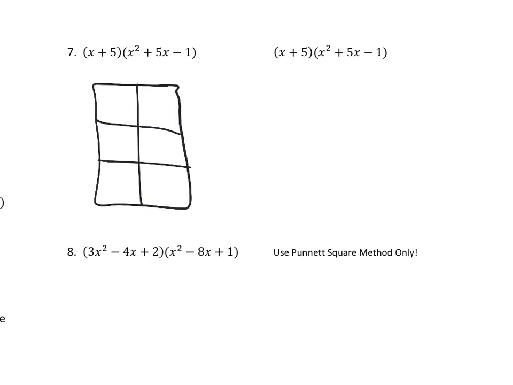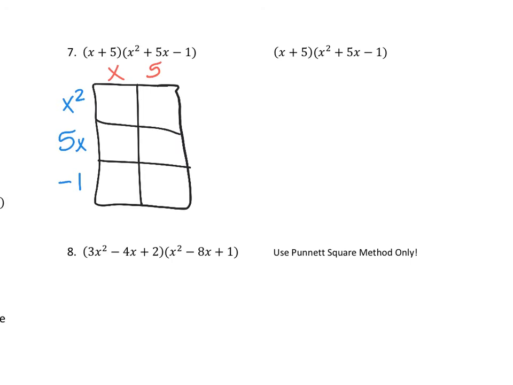Binomial times trinomial. So Abby says that x and 5 go on the top. That's true. What goes along the side? X squared, 5x, and negative 1. Okay. Stay with me. Don't get ahead of me.